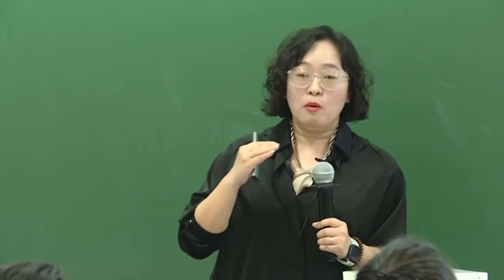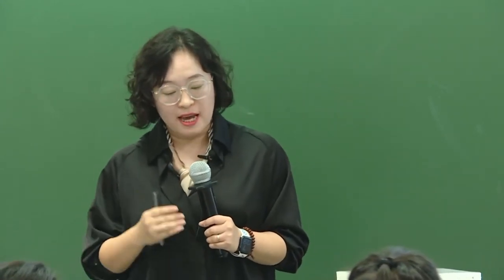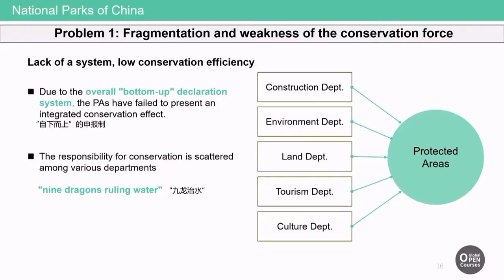Due to the overall bottom-up declaration system, the protected areas have failed to present an integrated conservation effect. The responsibility for conservation is scattered among various departments. Like the diagram, many central departments of our government are responsible for the protected areas: the construction department, environmental, land, tourism, and culture.